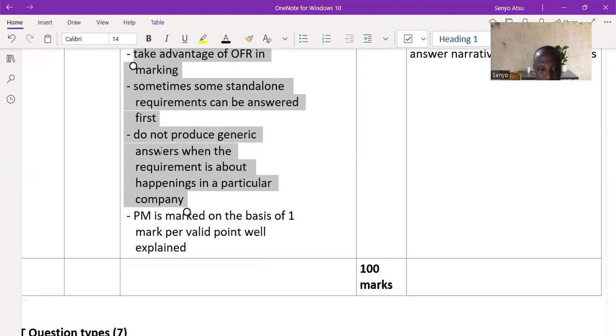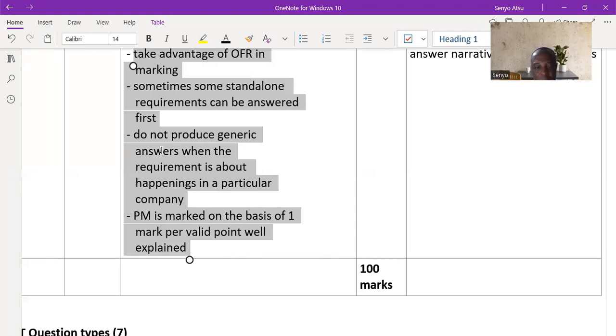PM is marked on the basis of 1 mark per valid point, well explained. Every idea well explained is 1 mark. Each idea well explained is 1 mark. My emphasis is on well explained. You don't get 1 mark for a bullet point. Bullet points don't earn any marks in the exams. Even if it's correct, it's a bullet point. You've not explained it. It earns you 0.